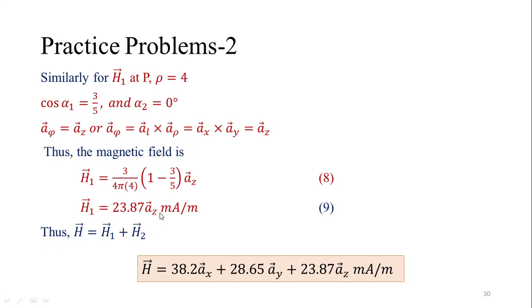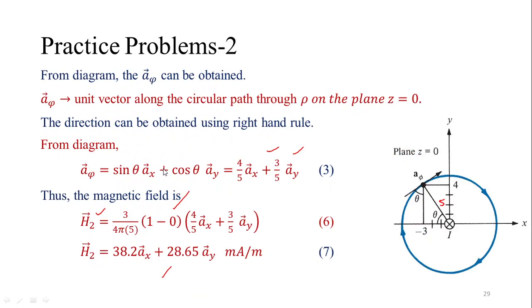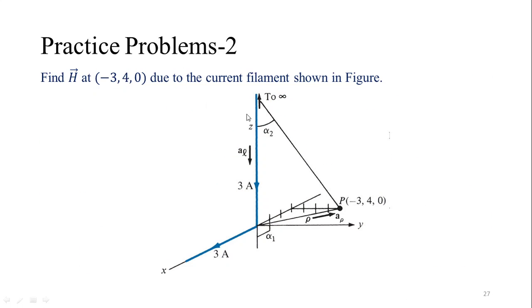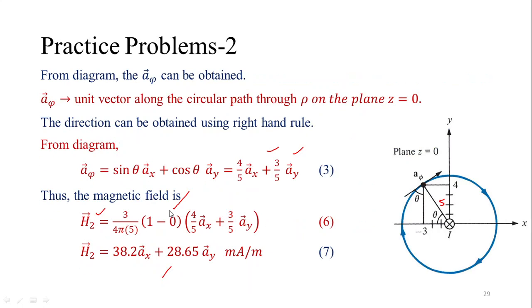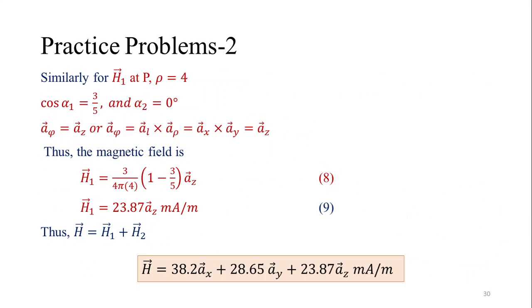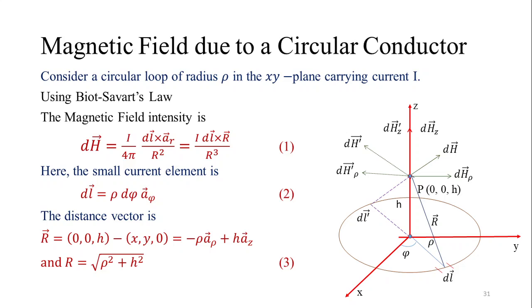Now you have two quantities, the field due to this part and the field due to this part. By adding these two fields at point P, you get H vector is H1 plus H2. So 38.2 AX vector plus 28.65 AY vector plus 23.87 AZ vector milliamperes per meter.